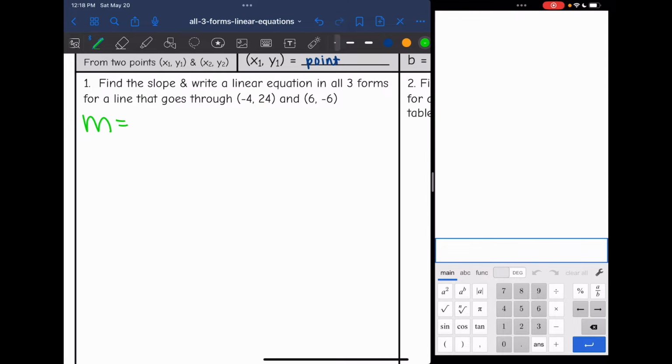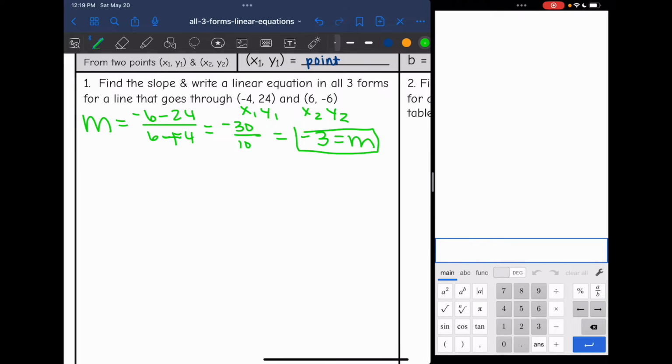So I'm going to label my points x1, y1, x2, and y2, and now I'm going to do y2, which is -6, minus y1, which is 24, all over x2, which is 6, minus x1, which is -4. And -6 minus 24 is -30, and 6 minus -4 is the same thing as 6 plus 4, so 10. And -30 divided by 10 is -3. So I found my slope.